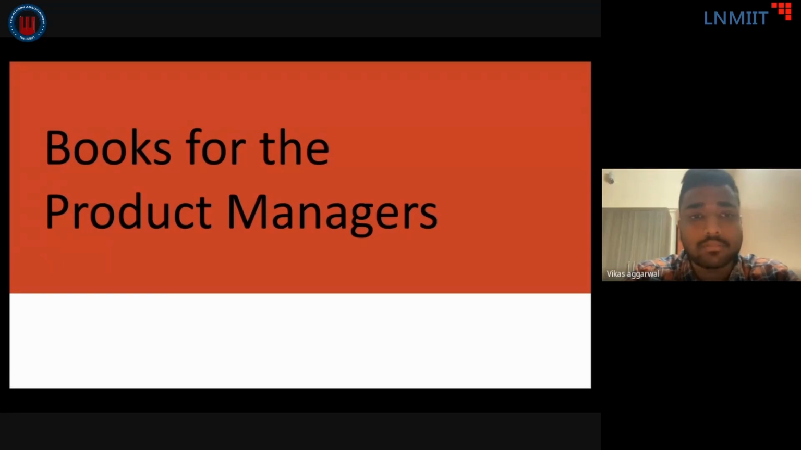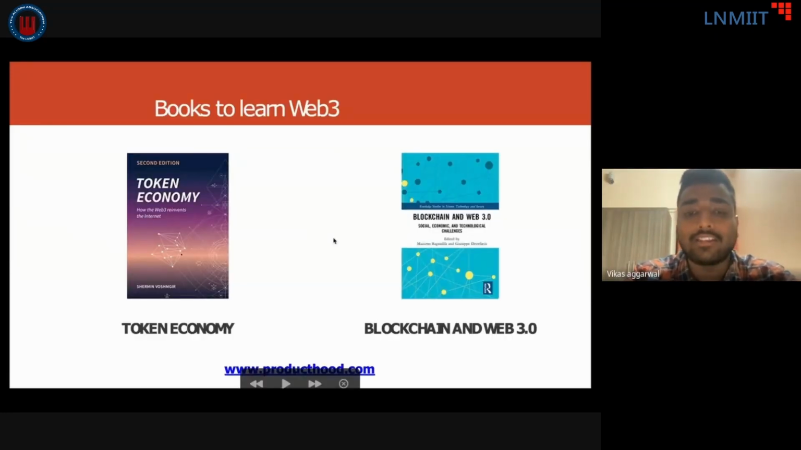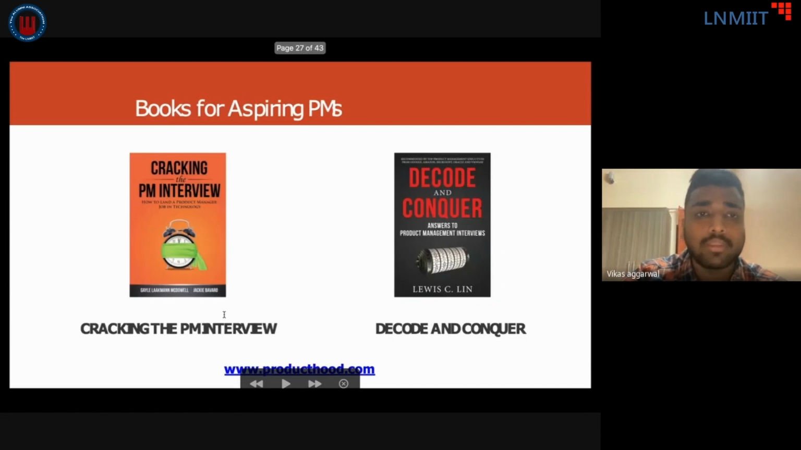I just want to share some books for the product managers. You should have these books. You should read these books. You can find them in the LNMIIT library also. These are readily available. So one is Token Economy. Web3 technology is very much important now. Even aspiring product managers must learn Web3 because the future is Web3 now. The future is like machine learning implemented with Web3. So you can learn all these, blockchain and token economy.